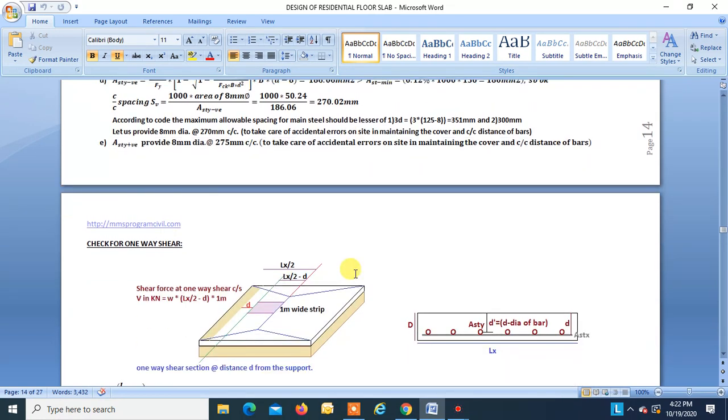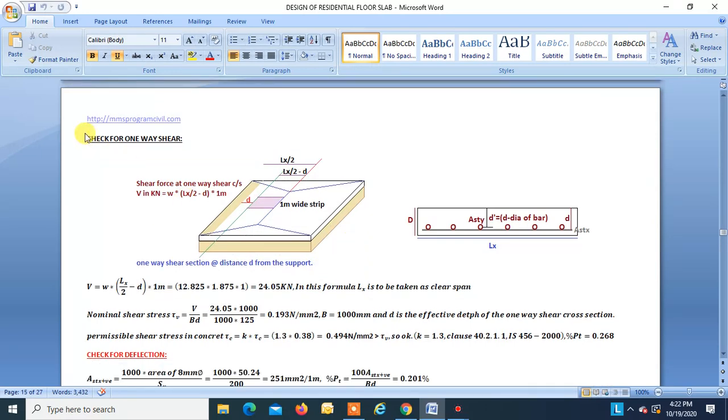Now we will do the check for one way shear. Check for one way shear. Find V using this formula. Lx is the clear span. Clear span, that is center to center is 4 meters minus 0.23 minus 0.23, half the beam over here, half the beam over here. So 4 meters minus 0.23 divided by 2, we get 1.875.